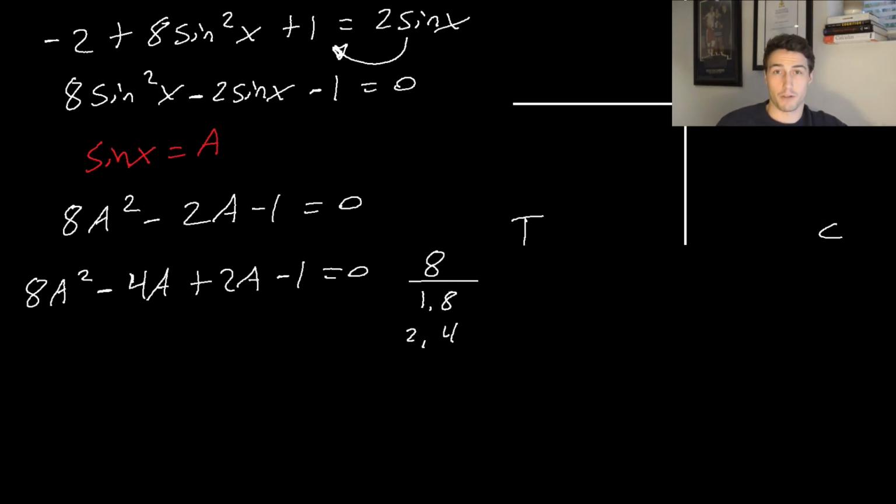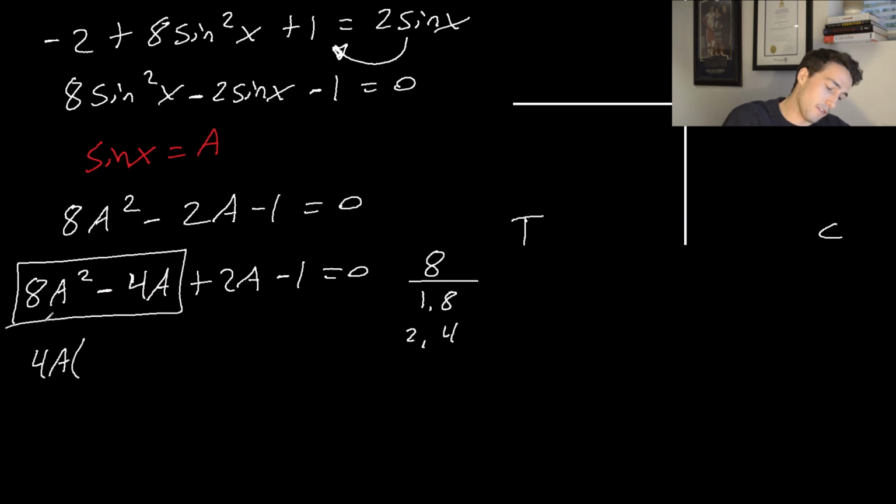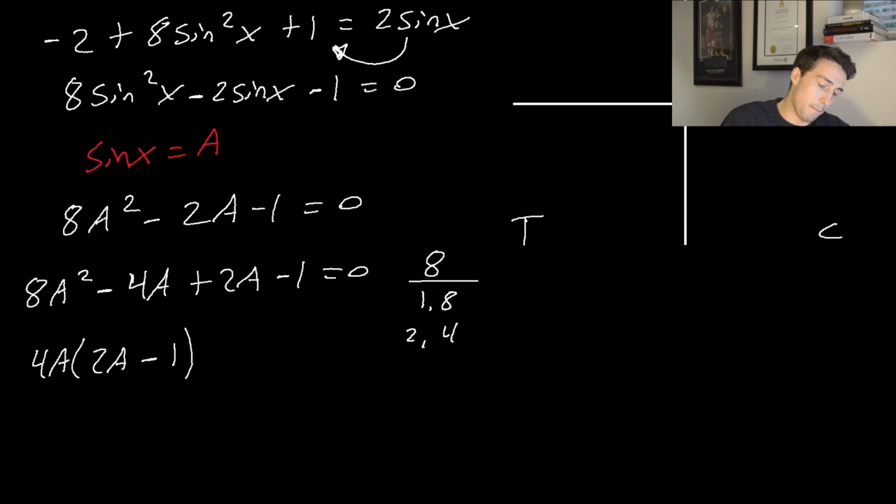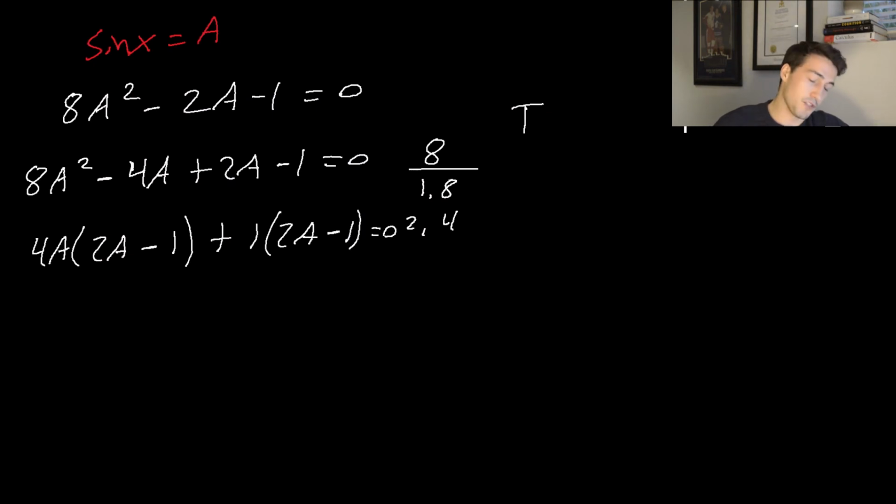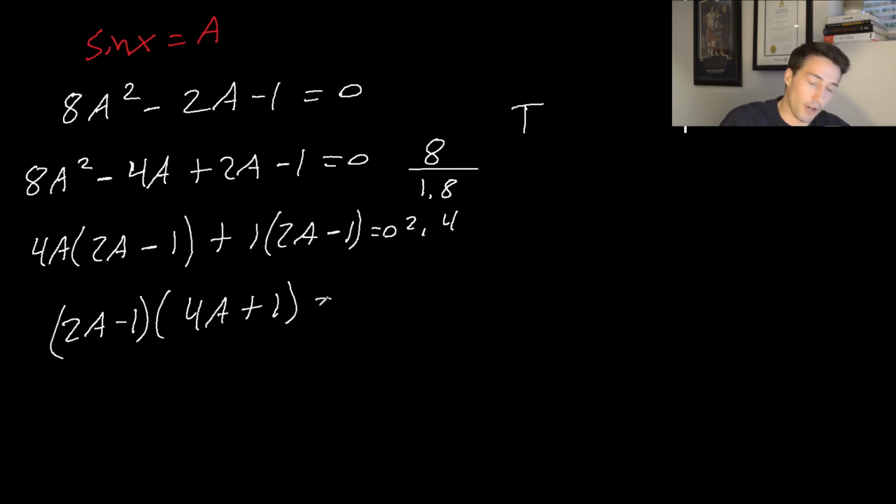And now I have 4 terms, so I can factor by grouping. I'm going to group these two together, and these two. So I'm going to have 4a, if you take that out of 8a squared minus 4a, that's going to be 2a minus 1, and then plus, if I factor out a 1 here, this will just be 2a minus 1 as well, and that equals 0. Now, I have this common term 2a minus 1, so I'm going to factor that out. So we have 2a minus 1 times 4a plus 1, and that is equal to 0.